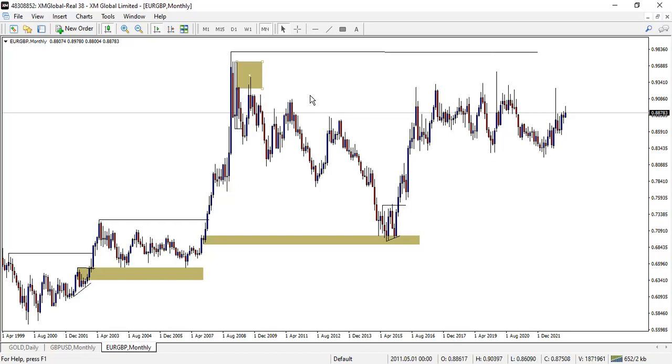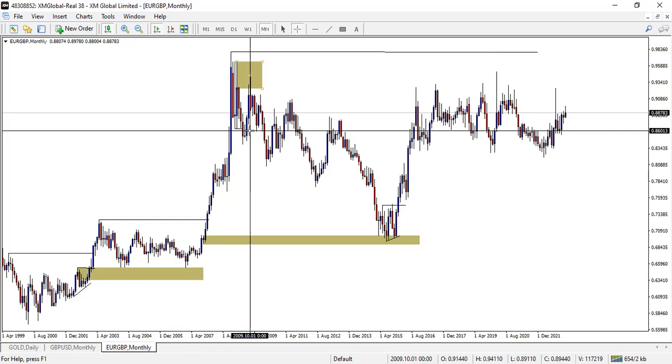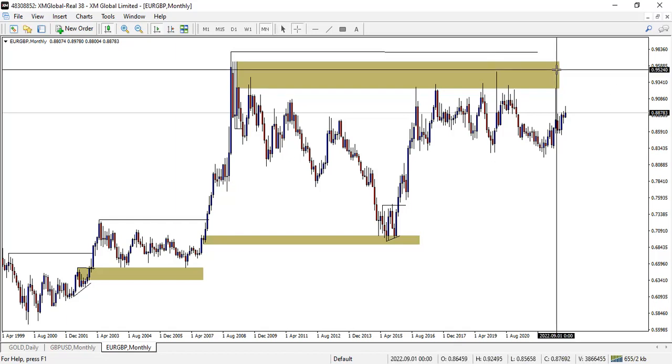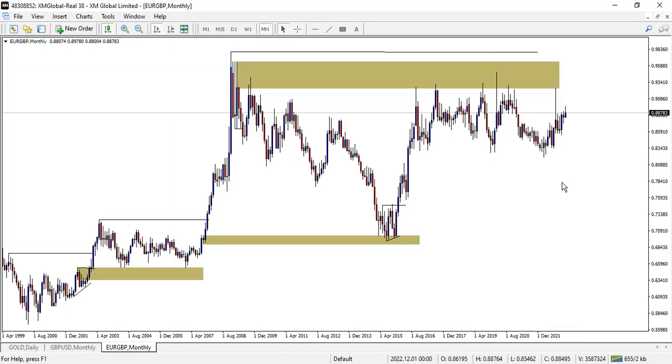Now I always say to my colleagues, I hate to call them my clients, I always say to my colleagues, we do not remove our markups until they are violated. Now this is on monthly. As we can see here, this mitigation happened in October 2019, right? But it was still valid, let's put it exactly at the wick only, until September 2022. See now why I say do not remove your markup until it is violated.